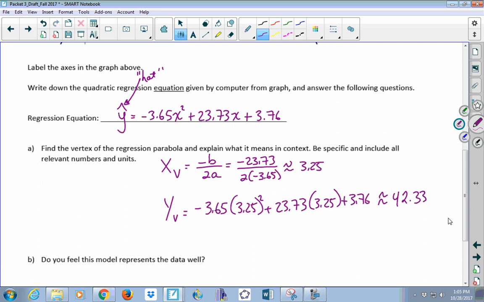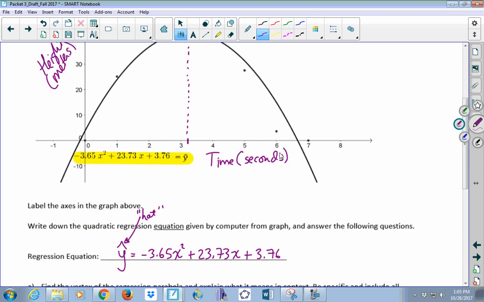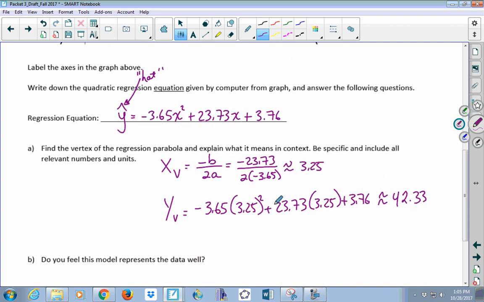So what does this mean? Well, let's go back to our graph because I like seeing things. So what this means is that at about 3.2 seconds, the ball is going to reach its maximum height of 42.33 meters. And visually it makes sense, and we can see from our axes what each of those coordinates mean, what their units are. So putting that in a sentence, we're all probably going to write the sentence a little differently, but what's important is that we have both of these numbers along with their units in the sentence.